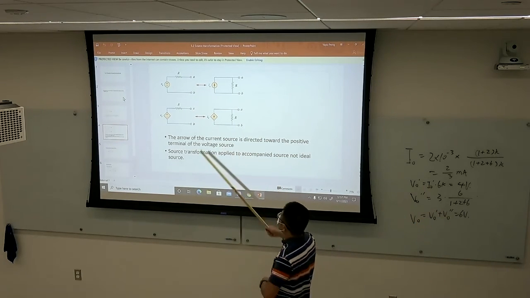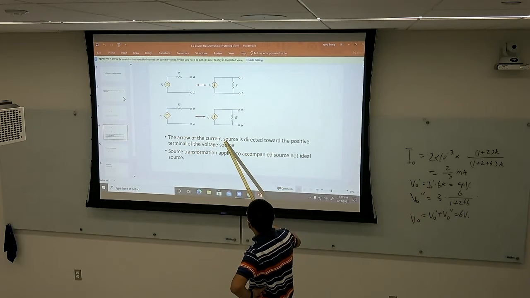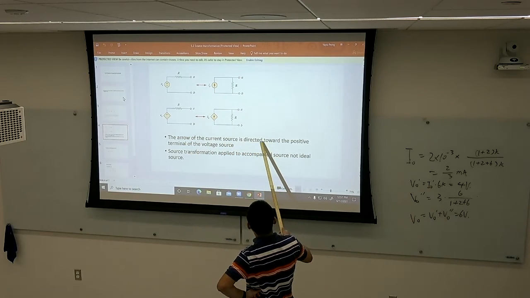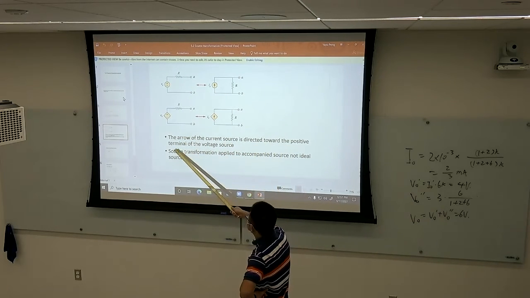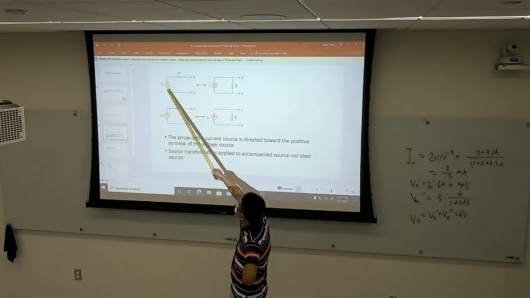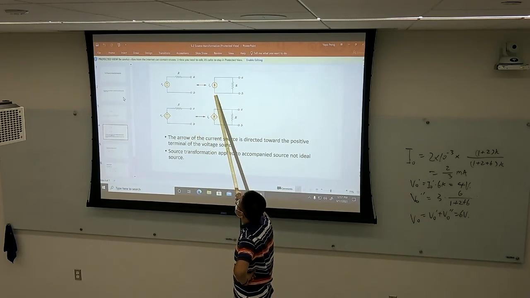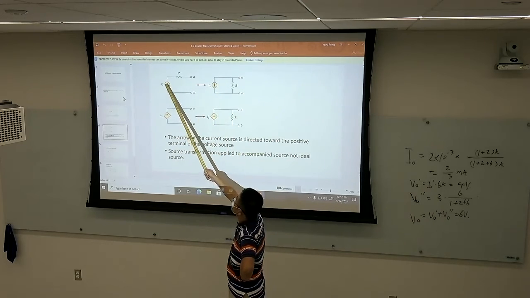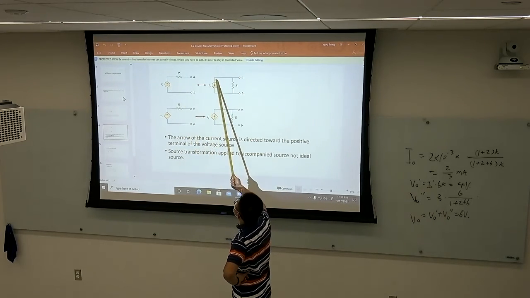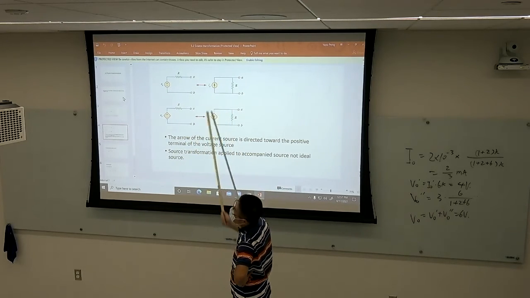And remember the terminal of the current source is directed toward the positive terminal of the voltage source. So if the voltage source is positive negative, the current is up. If it is negative positive, the direction of current is down.